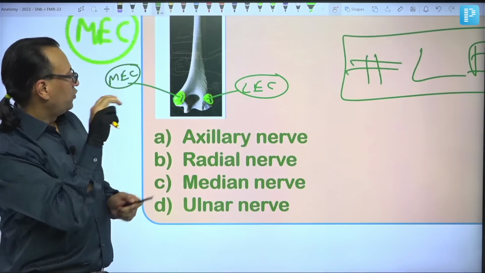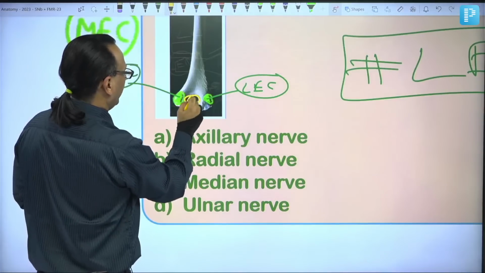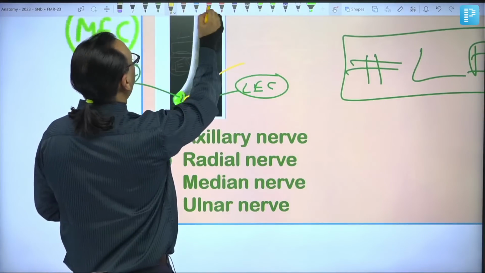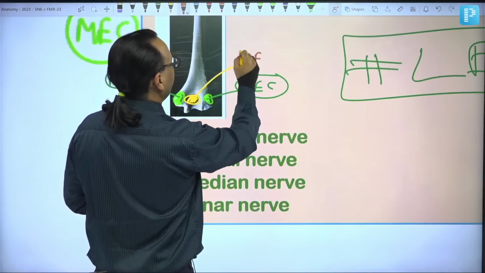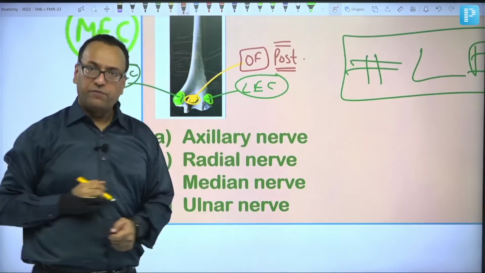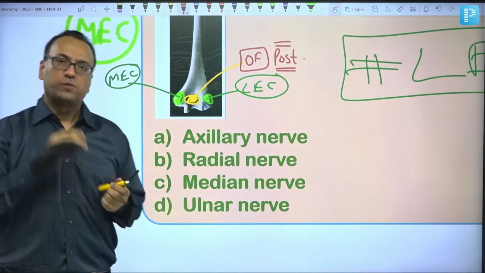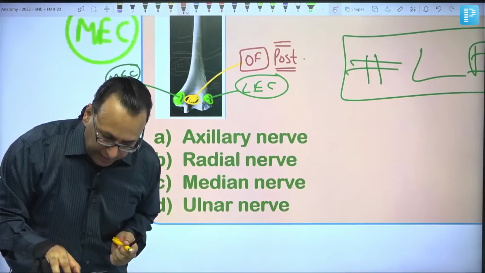Just a second. You can see the olecranon fossa, because you can see the olecranon fossa. This is the olecranon fossa. So this is actually the posterior view. Now if you say this is the posterior view, what else can suggest that this is the posterior view? You will notice one thing here.